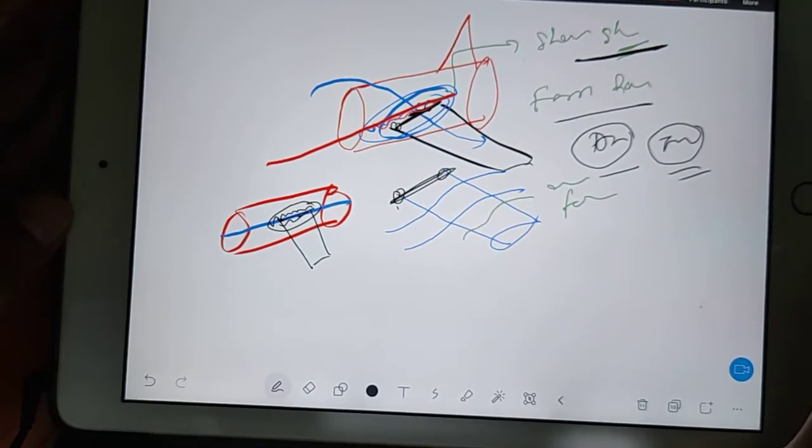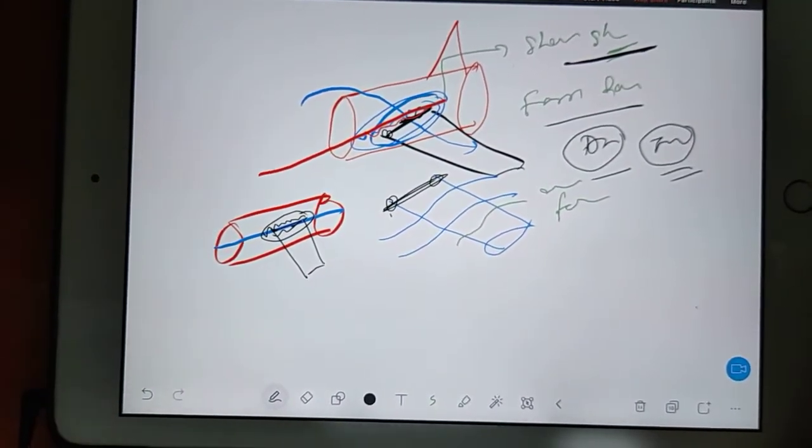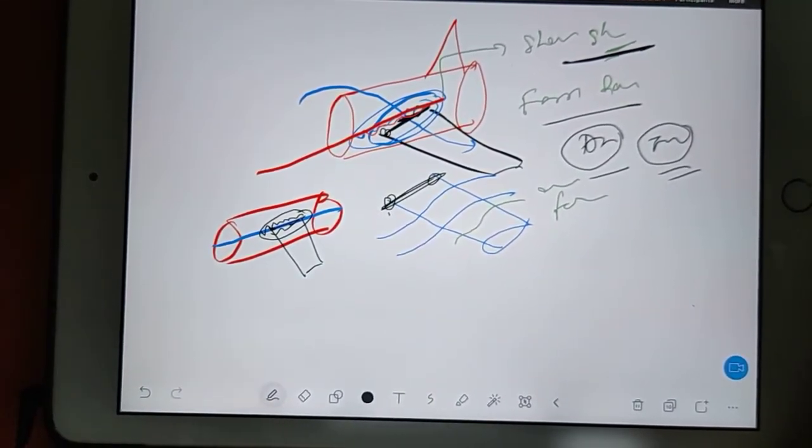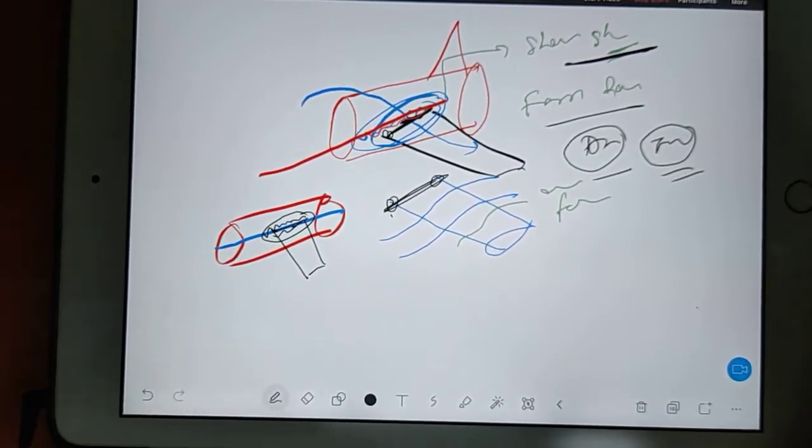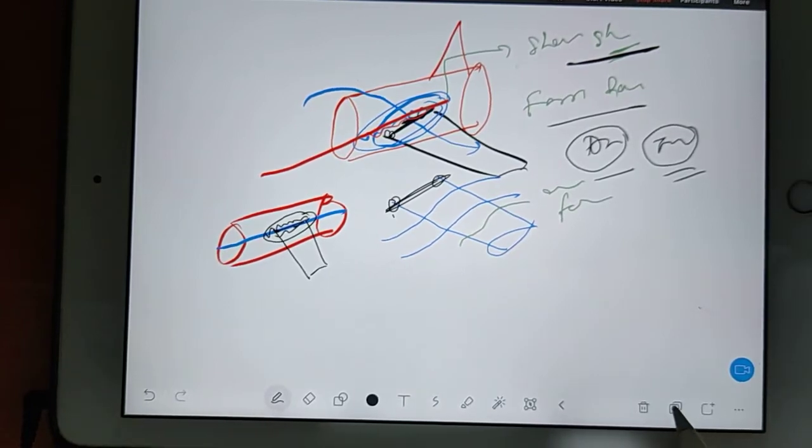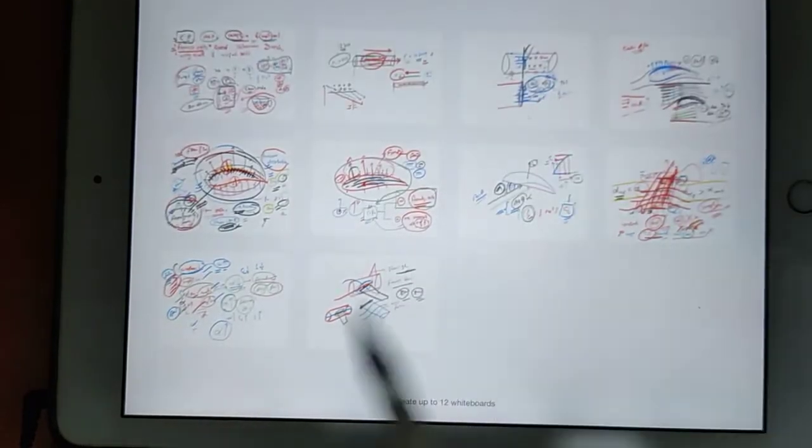Okay. Any doubt in this? Yes, shear, they both are the same.